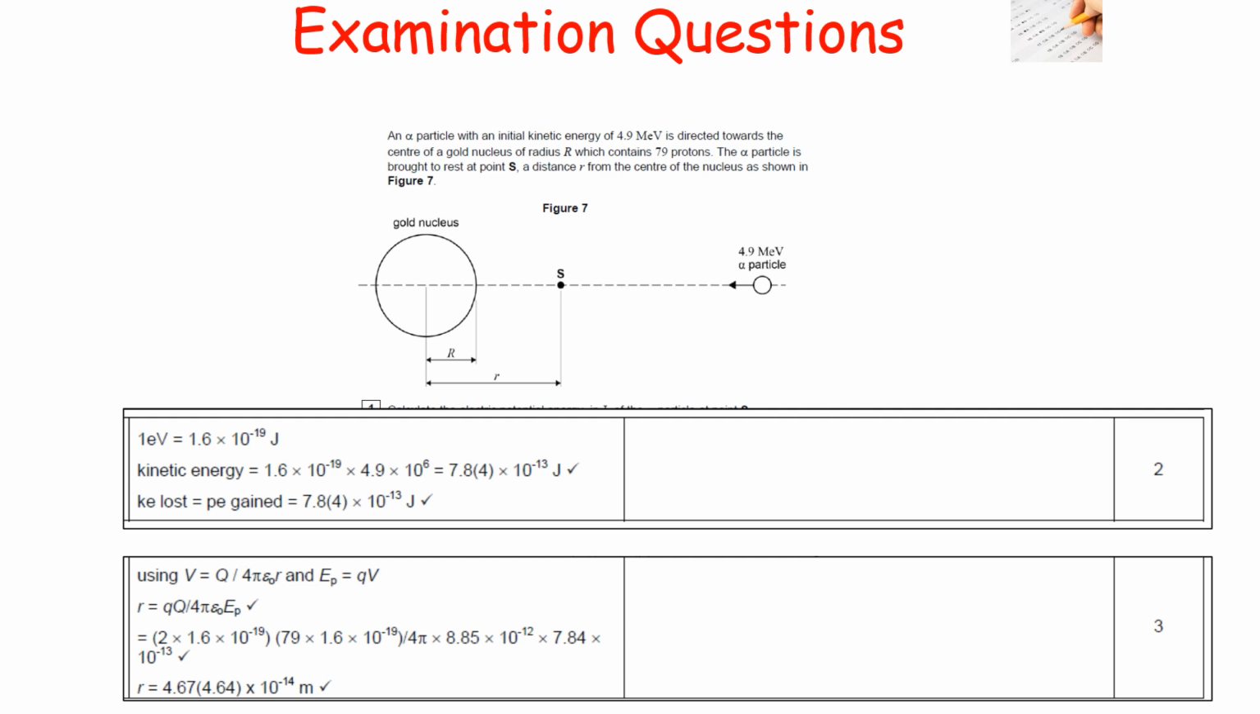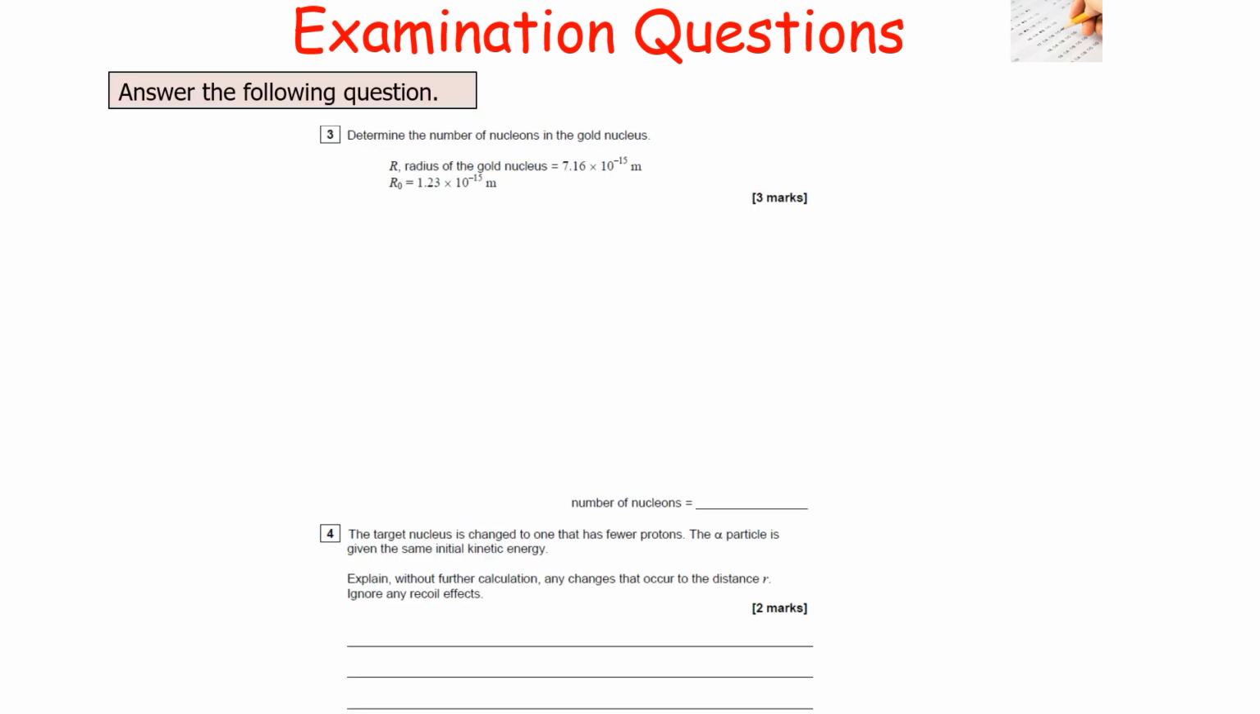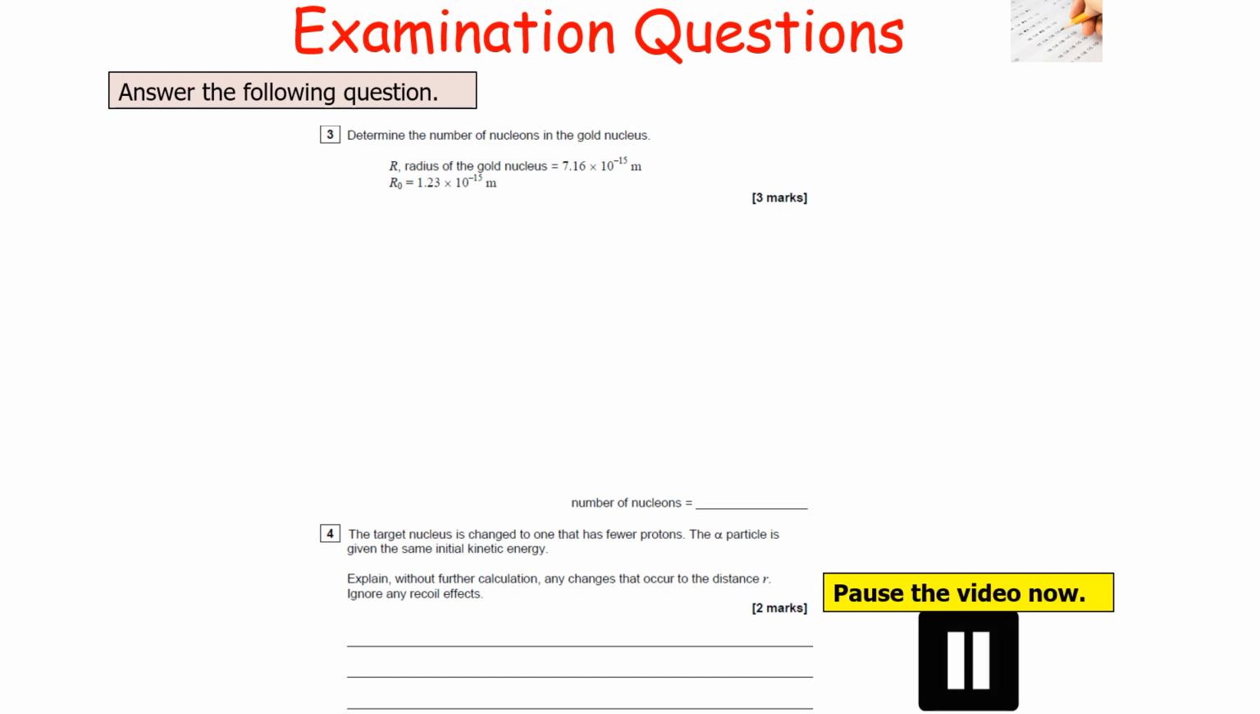The next question says, determine the number of nucleons in the gold nucleus, where you're given the radius in R0. Then it says the target nucleus is changed so it has 1 fewer proton. The alpha particle is given the same kinetic energy. Explain without further calculation any changes that occur to the distance r, and ignore any recoil effects. So pause the video now, then unpause the video when you want to go through your answer.